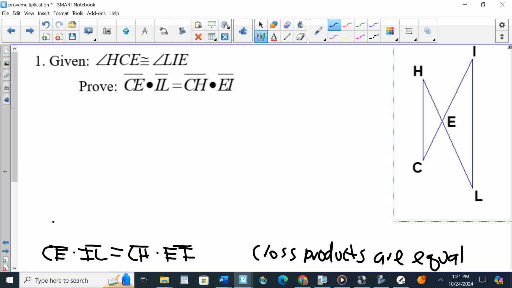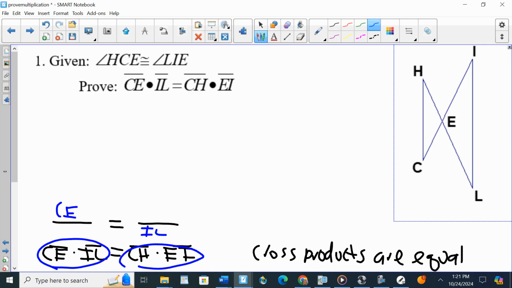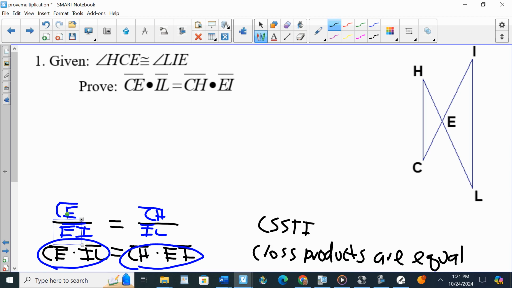Before the multiplication, always is the proportion. Whatever is being multiplied should be diagonal from each other. So it's CE times IL, and the other end, CH, EI. Reason for the proportion, always CSSTIP, that's corresponding sides of similar triangles are in proportion. Before the proportion, always is the triangles are similar.